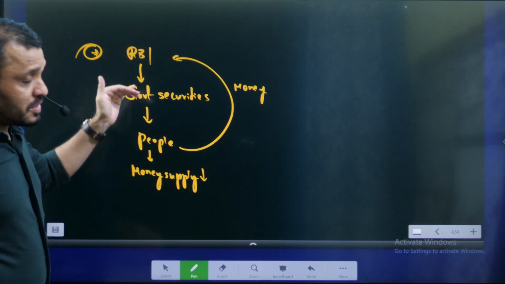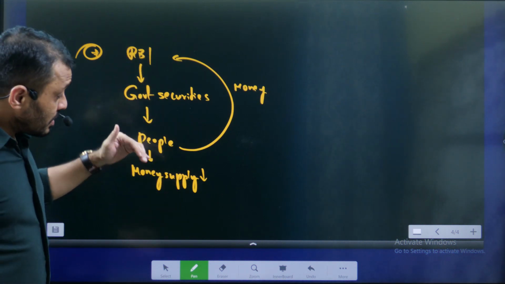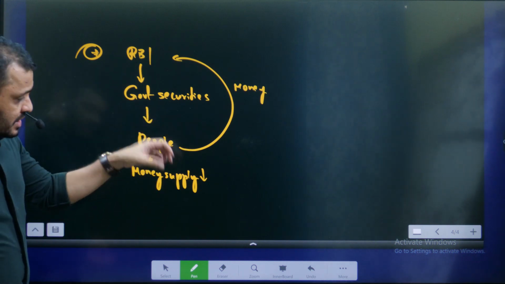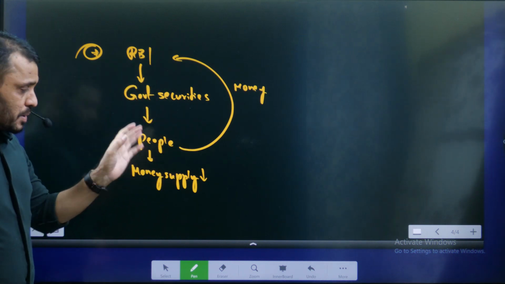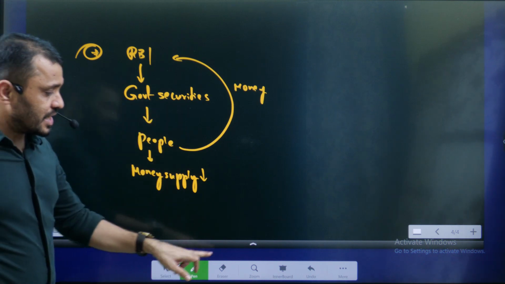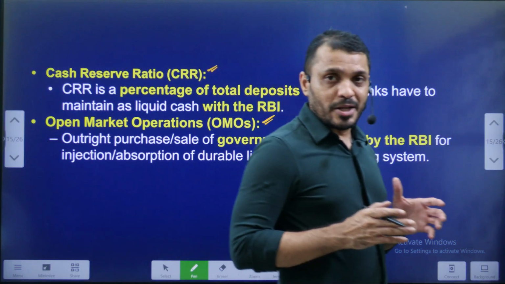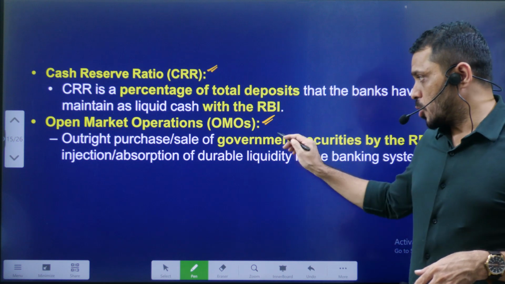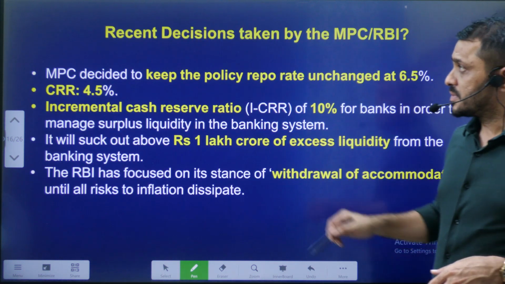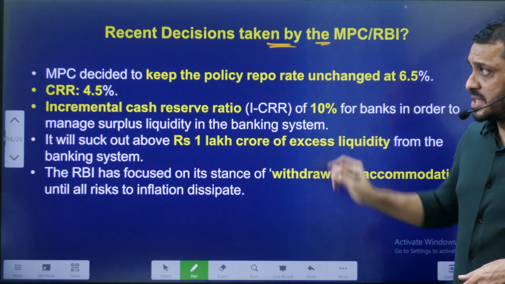For that, RBI will sell the bonds. If RBI wants to increase the money supply, they'll buy back the bonds so that people will get the money and RBI will get its bonds back. This operation is known as open market operation, OMO. I hope you understood. Then, recent decisions of the MPC.